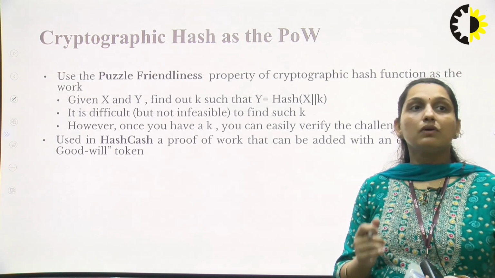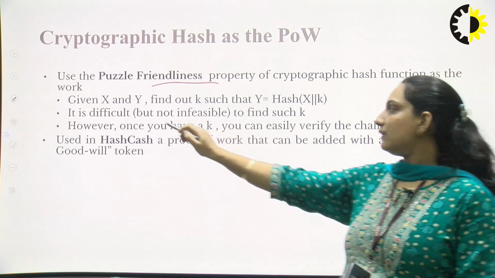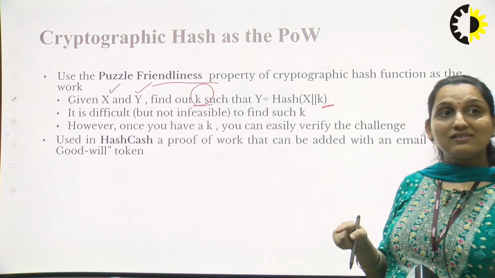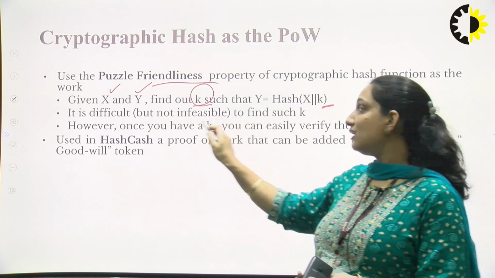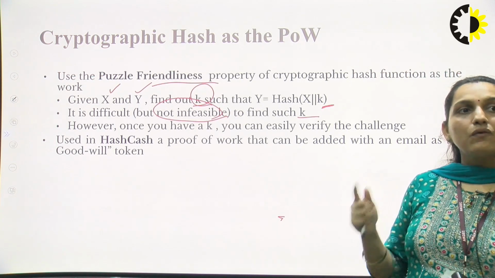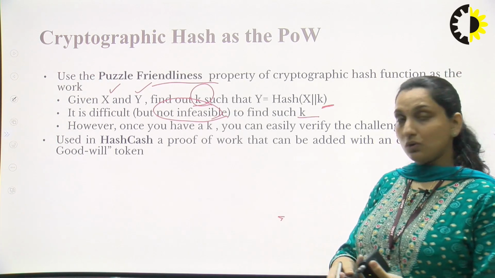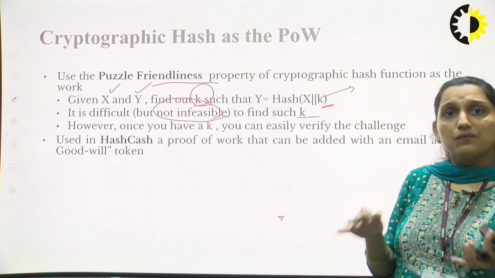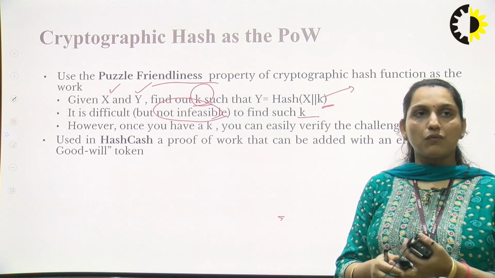So Hashcash has a puzzle friendliness property, in which we have x and y, and we have to calculate k. For our requester it is difficult, but it's feasible. It's not infeasible, it's feasible to calculate k. But when we get k, it is easy for the provider to validate it. So for a requester it is feasible but a difficult task, while for the provider it is easy.